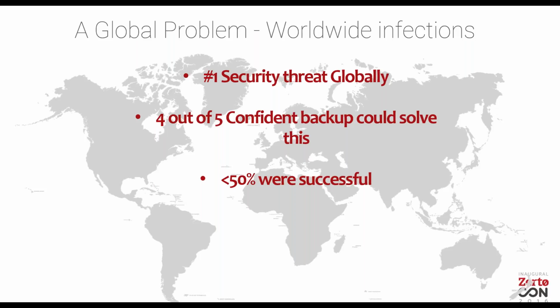It is now the number one security threat globally, and only 4 out of 5 people were confident that backup could solve this. Less than 50% were actually successful through that means. And that is due to a lack of testing and also preparation. You've got to be prepared for when ransomware actually hits so that you know what to do in the eventuality of when it hits. Hopefully I can give you some pointers throughout this webinar just to take back to your organization.